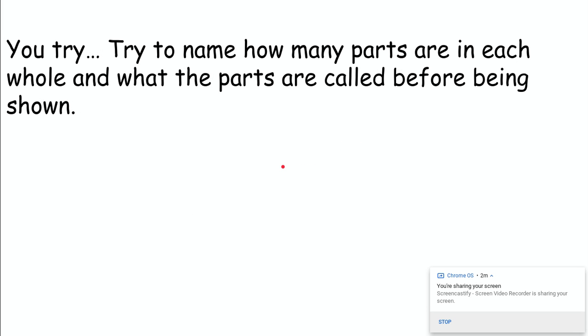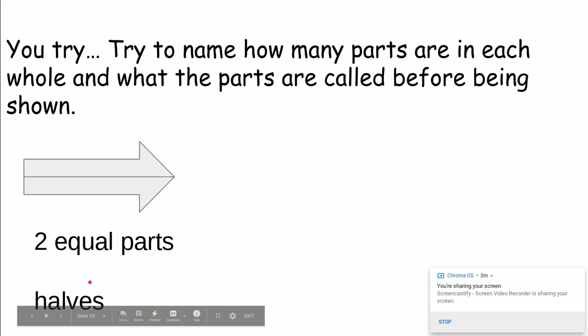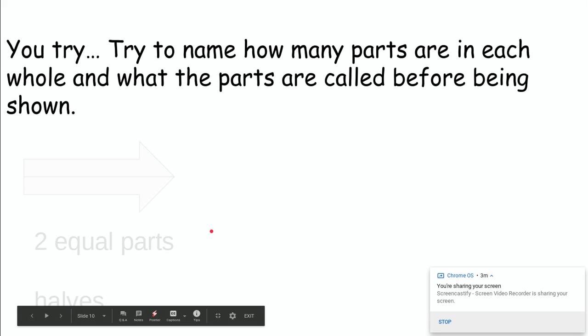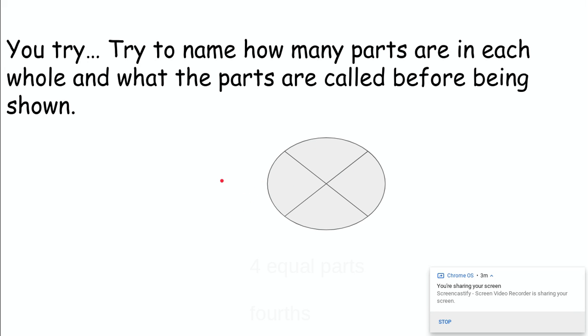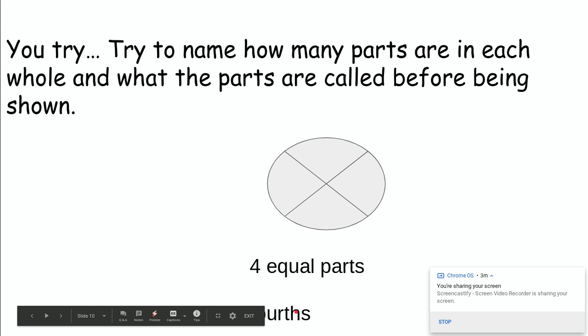All right. So try to name how many parts are in each whole and what the parts are called before being shown. So how many parts do we see here? Hopefully you realize that there's 2 parts, and we call those halves. Go into our next shape. Very quickly, if you count it out, we have 4 parts, and we call those fourths.